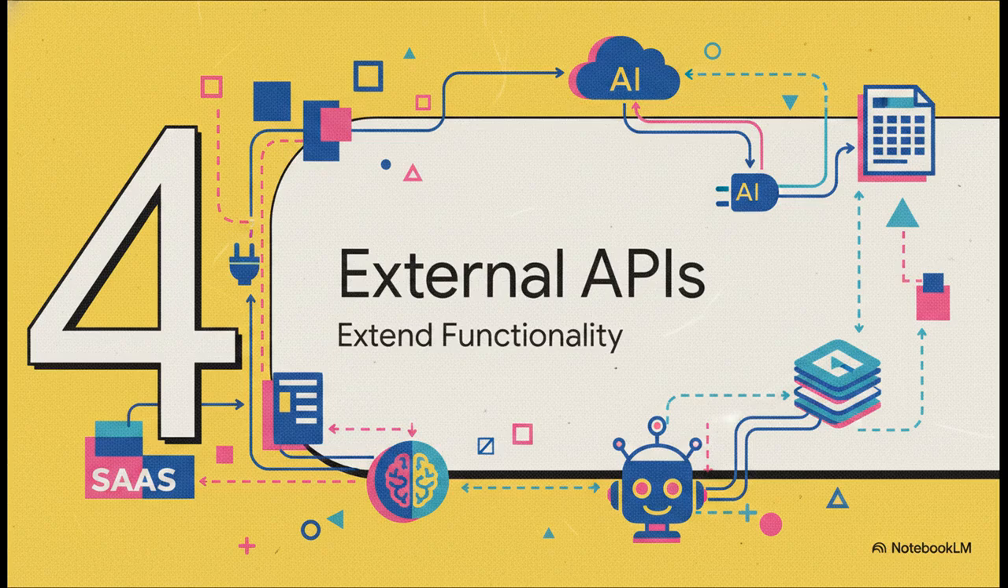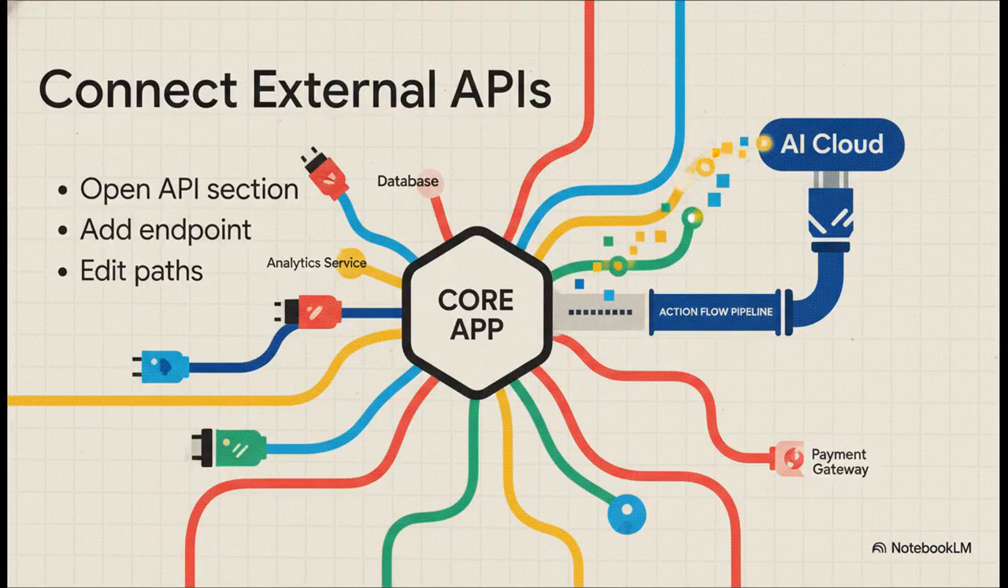Section 4. Connecting external APIs. Let's talk about extending app functionality. What if your app needs to talk to the outside world? To really enhance functionality, you can easily connect external APIs right inside Moment. They have a dedicated section for this, so you don't even have to touch the core backend logic.